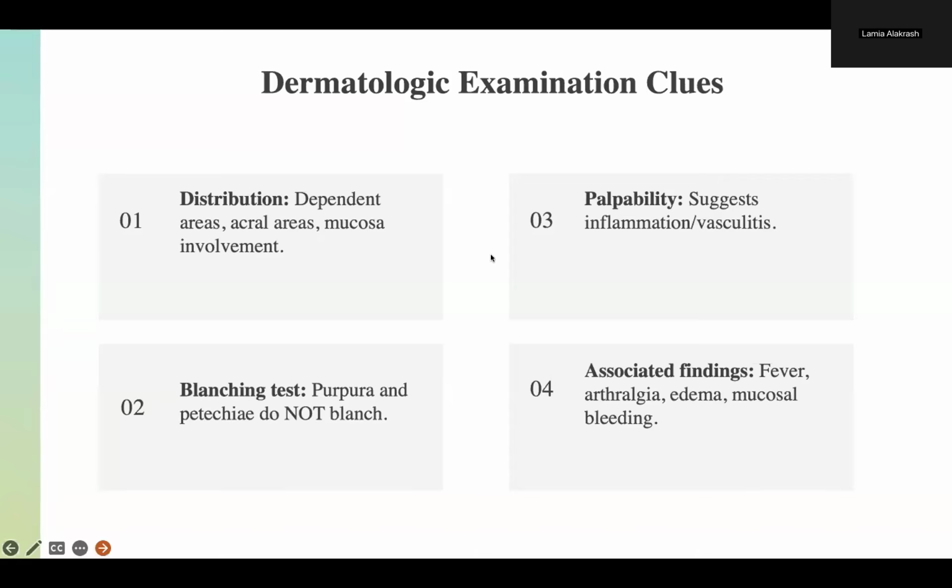Palpability, you have to feel it, you have to palpate it. If it's palpable, it indicates inflammation or vasculitis. And of course, very important to look for associated findings. Is there any fever, arthralgia, edema, or any mucosal involvement?